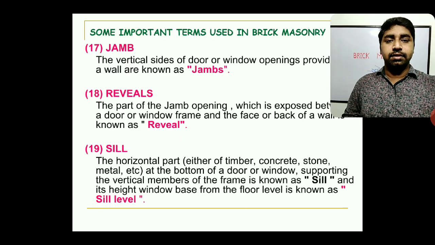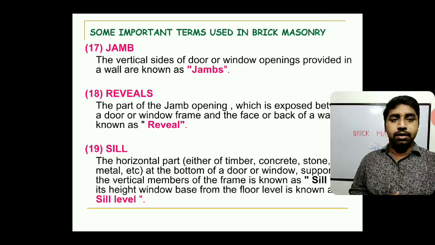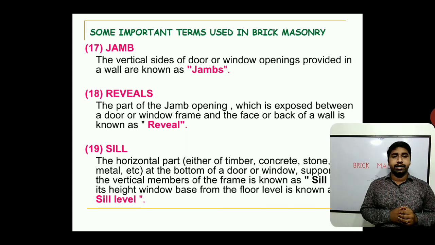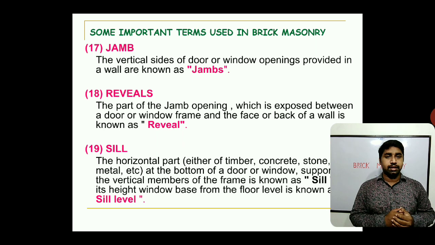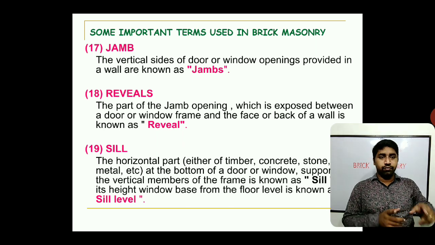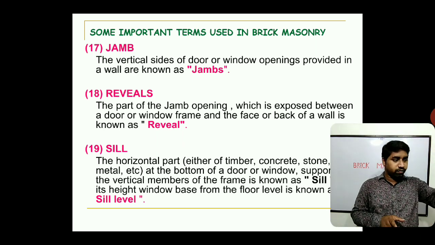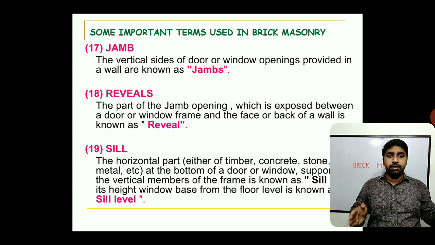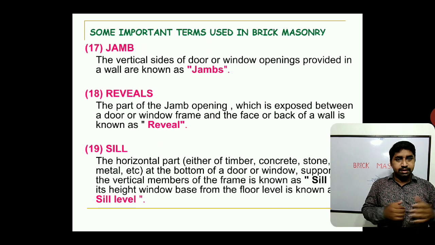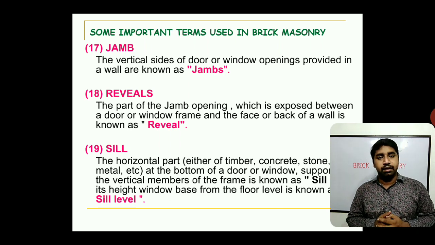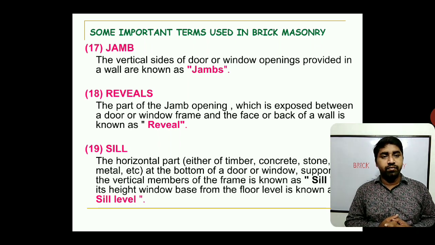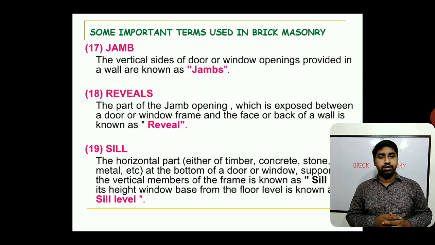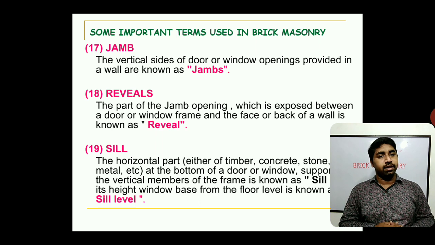Next one, jamb. What is this jamb? Jamb means the vertical sides of door or window openings provided in a wall are known as jambs. So if you take a window, on the vertical sides there will be some opening portion, right? That is what we call jambs. Reveal means the part of the jamb opening which is exposed between a door or window frame and the face of the brick wall is known as reveal.